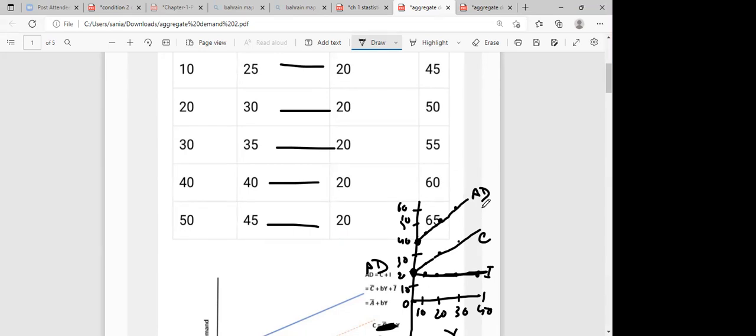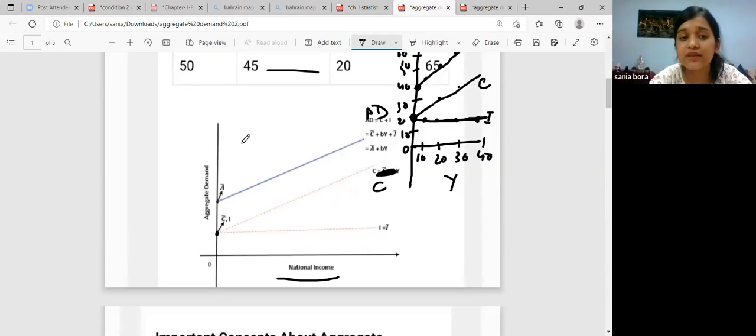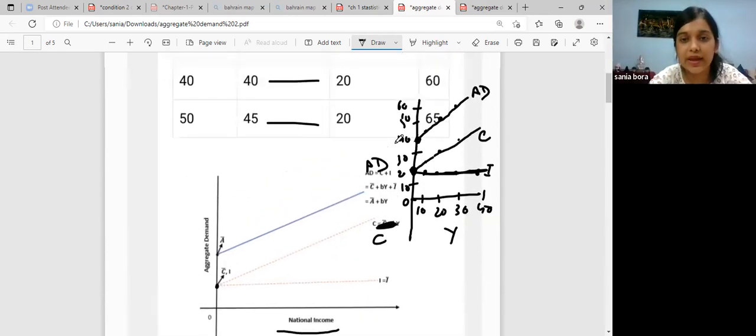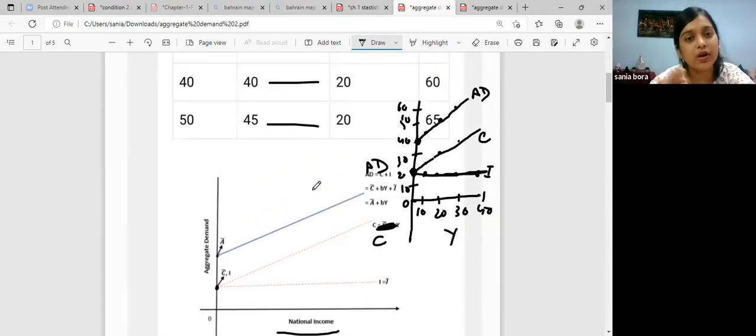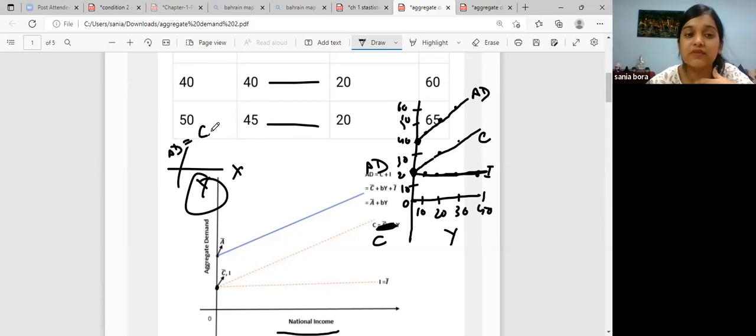Okay, so this is what you are going to do. Here they have simply drawn it. Just remember one thing: on the x-axis, you are going to take income, and here you are going to take all other factors like aggregate demand and consumption. Why have I written AD? Because AD is C plus I. That's why I have written AD over here. Clear? So I hope now you people can draw this.